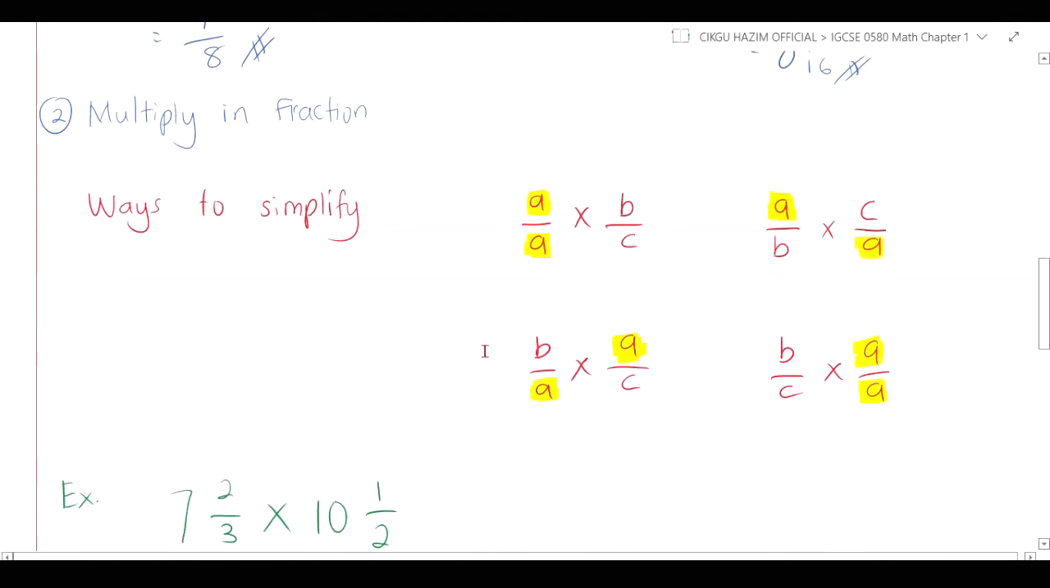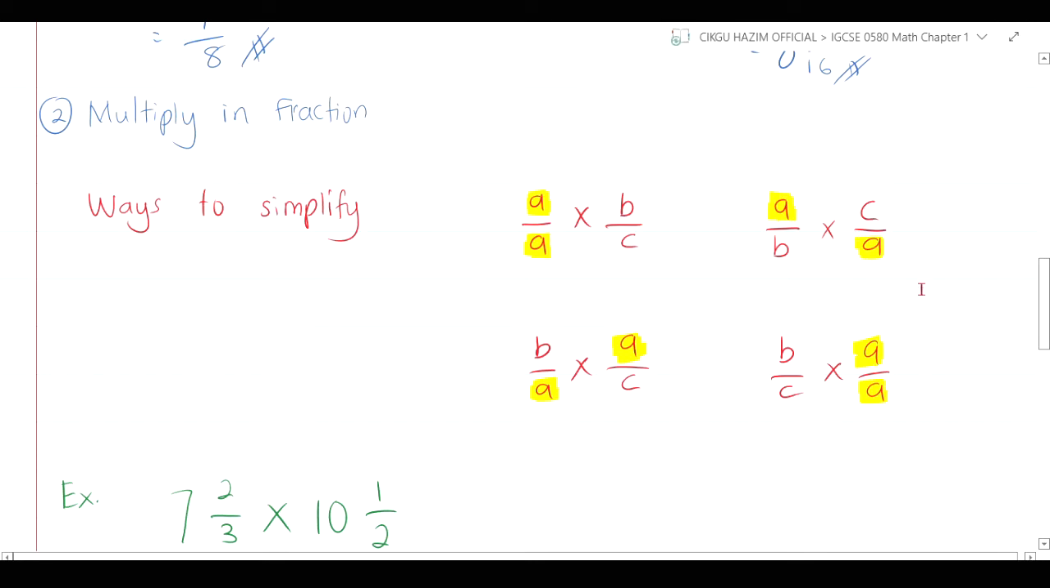Okay, let's continue to the next thing. Number 2 in fraction, of course, you need to understand multiplication in fraction. For multiplication in fraction, there are several ways for you to simplify, or we call it cross, or we cut. Cutting means they can be simplified, both values can be divided by the same number. The way we can simplify is on top and bottom.